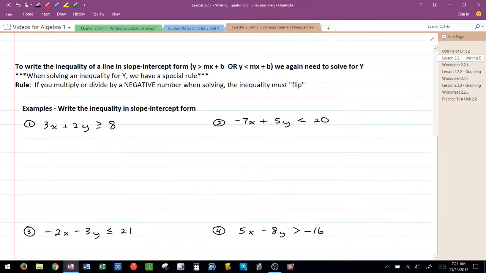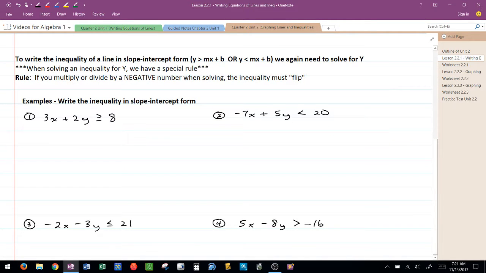So now let's take a look at our second scenario here. Now they want us to write an inequality. An inequality means a greater than or a less than sign. We have a special rule when solving. When solving an inequality for y, we have this thing called the special rule. And the rule says if you multiply or divide by, and there's your key, if I have to multiply or divide by a negative, then the inequality flips. The only time I've got to flip the inequality is if I multiply or divide by a negative.